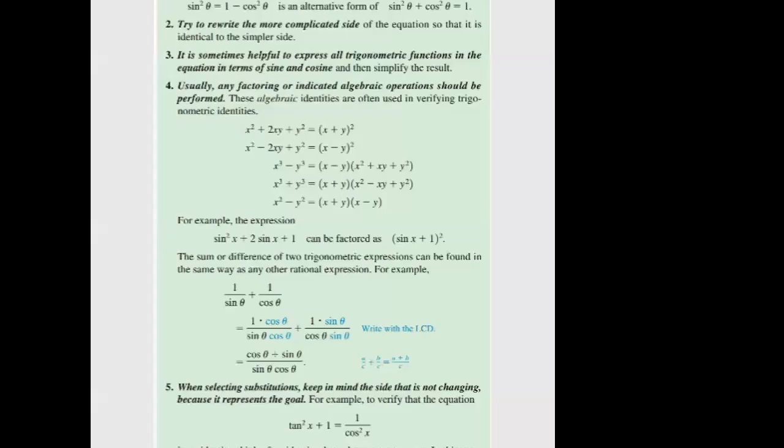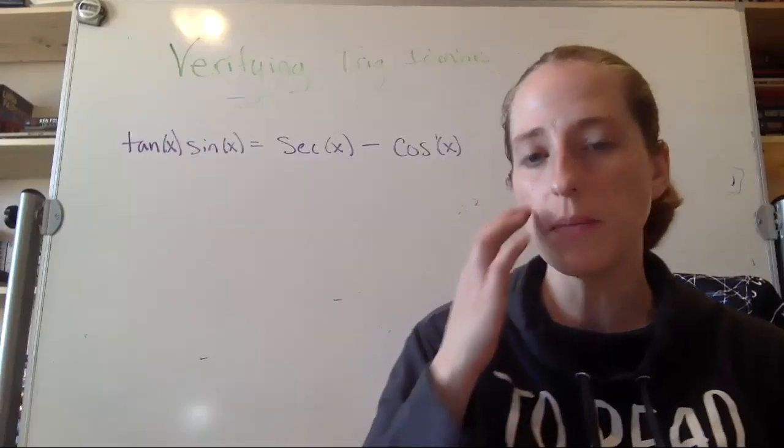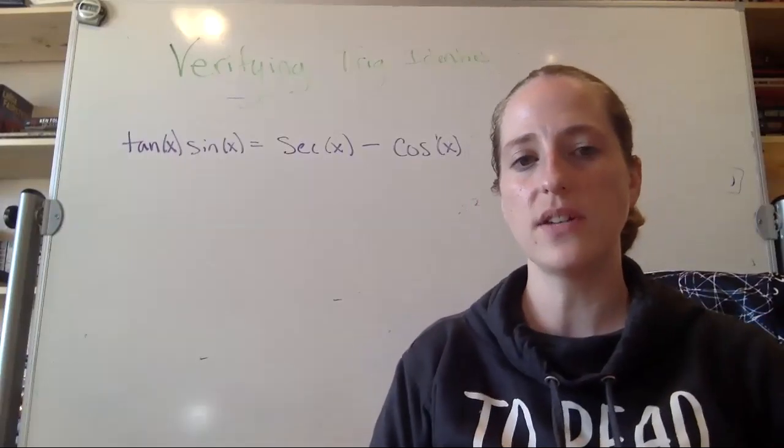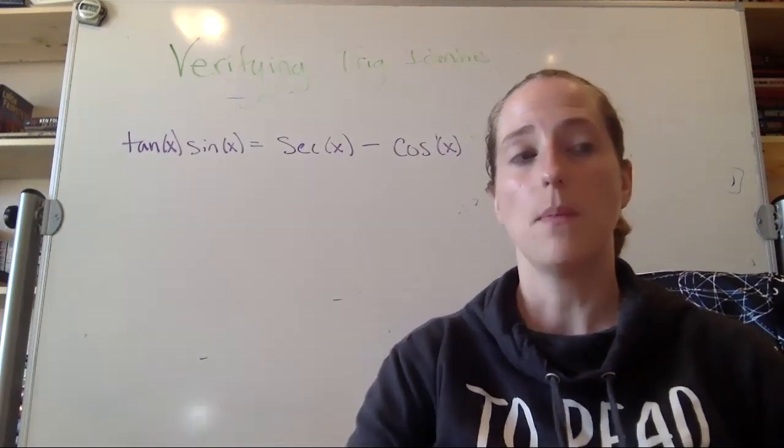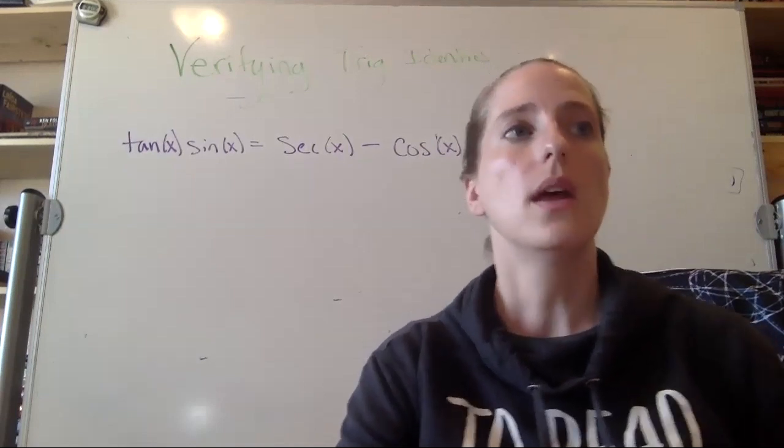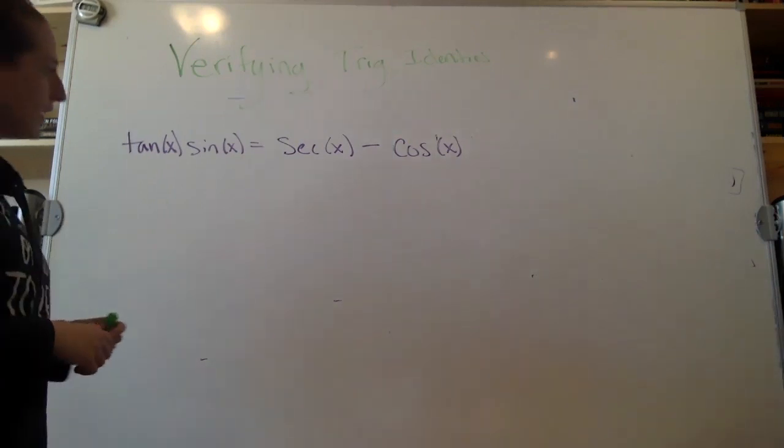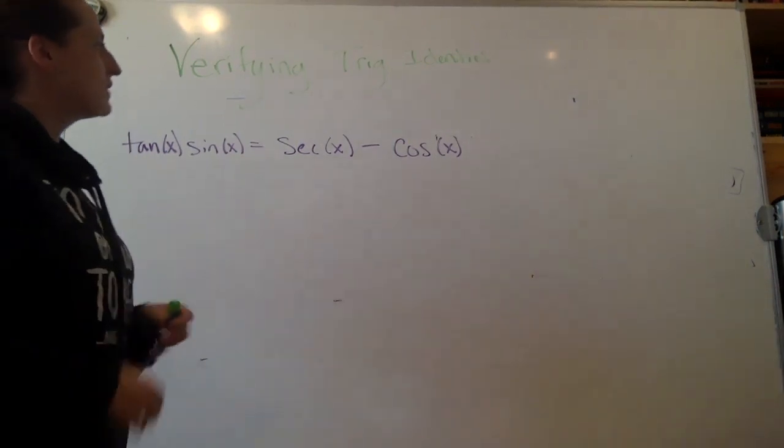Okay, so here we go. We're going to start trying to verify trig identities. Now, just as a reminder, we're going to use these helpful hints to guide what we're doing, okay? All right, so the first example we're going to work is we're going to try and verify tangent of x sine of x equals secant of x minus cosine of x, okay?